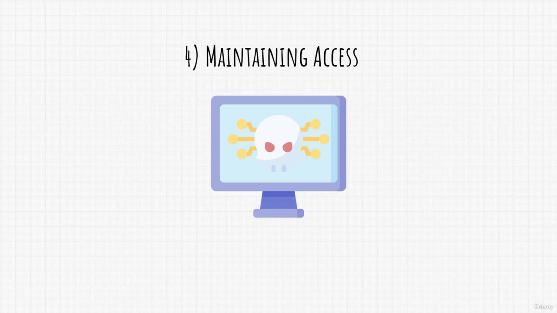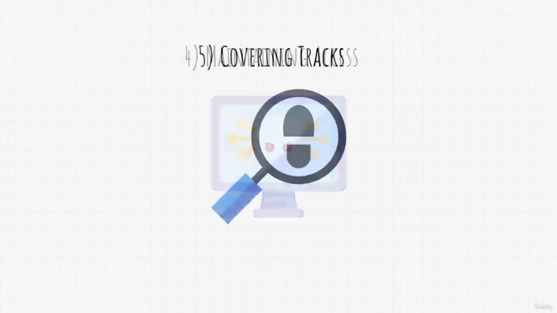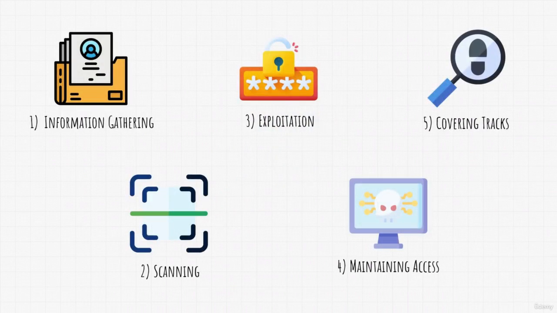And the last step of a penetration test is covering tracks. Covering tracks is simply removing all evidence that an attack ever took place. This can involve deleting or hiding files, editing logs, or basically reverting any changes that you did to the system while the attack took place. Okay, so these 5 steps are the entire process of a penetration test, and we're going to cover them in great detail throughout our course.